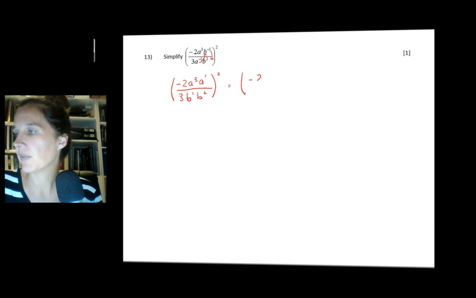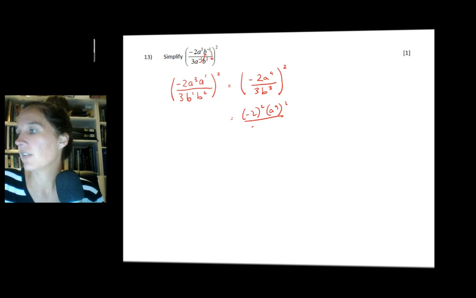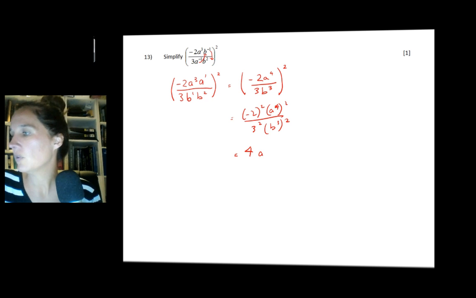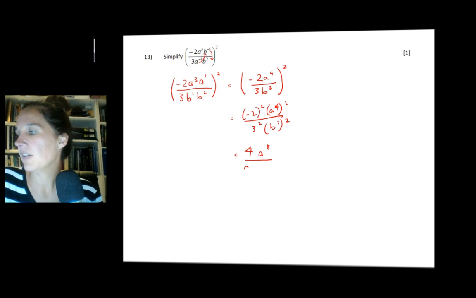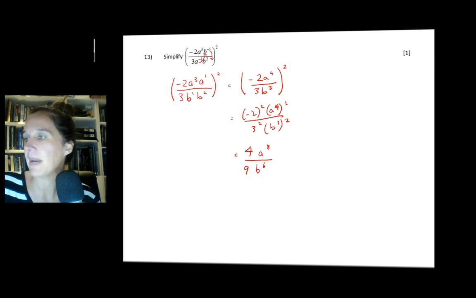So working through here, we've got 2a to the power of 3 plus 1, which is 4. Here I've got 3b to the power of 1 plus 2, which is 3. And then all of this is squared. This means each term is squared. So minus 2 squared, a to the power of 4 squared, 3 squared, and b cubed squared. So here we get 4. For a, it's 4 times 2 is 8. Here I've got 9. For b, 3 times 2 gives us 6. So we end up with 4a to the power of 8 divided by 9b to the power of 6.